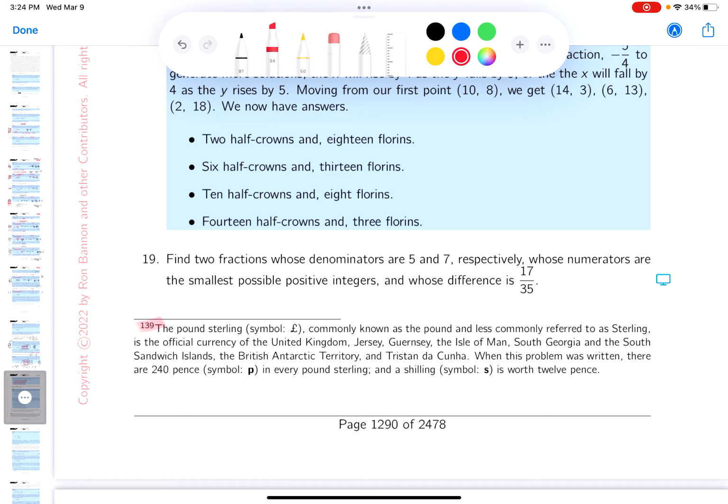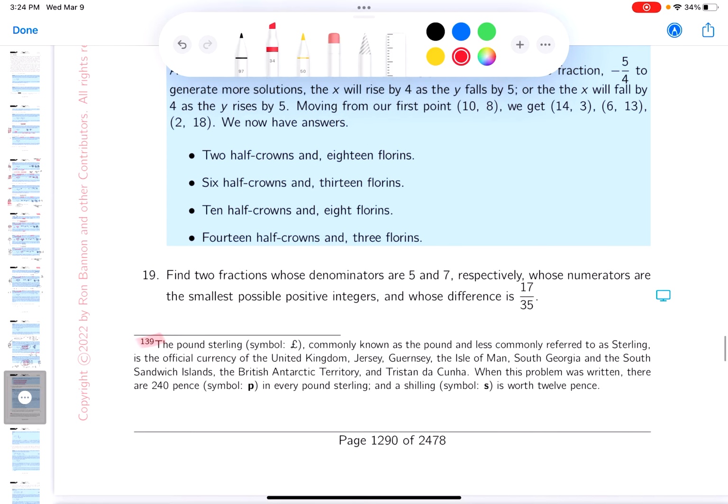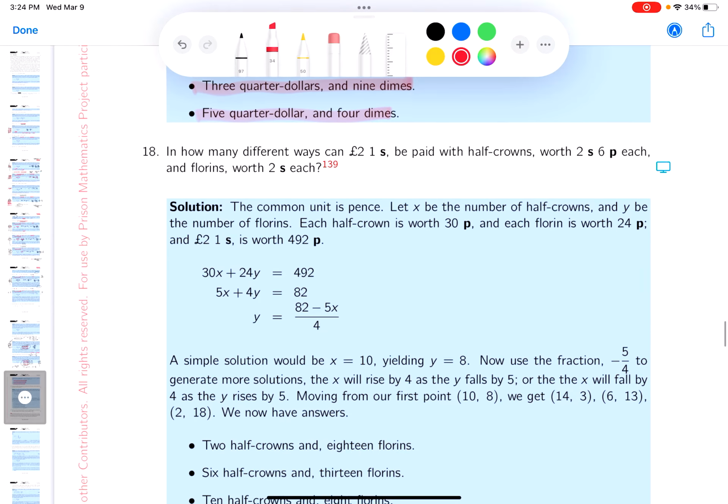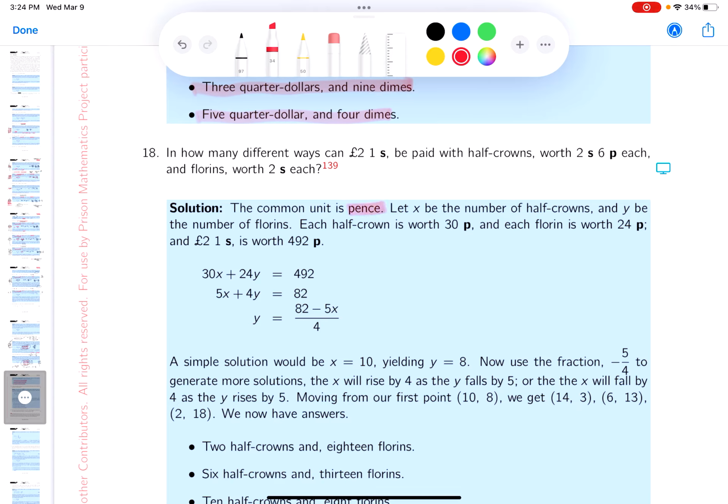But really, my goal over here is to write down an equation that relates all this together. So I'm going to say that the common unit is pence. Now, certainly, I know what a pence is, but I'm not familiar with the system. So I said let X be the number of half crowns and Y be the number of florins. Each half crown is worth 30 pence, and each florin is worth 24 pence. So I wrote it down. That's all I did.